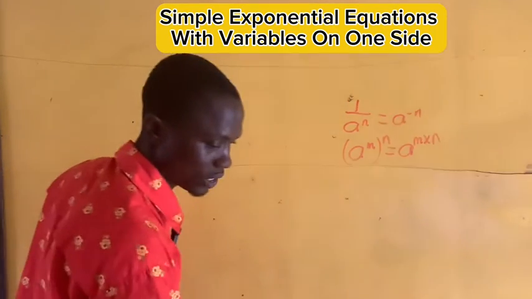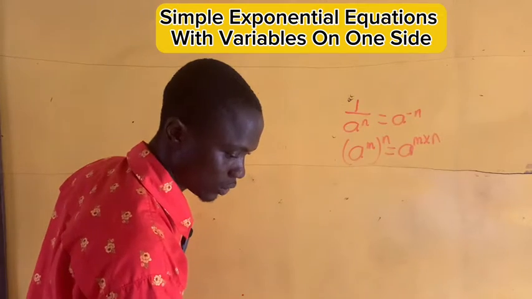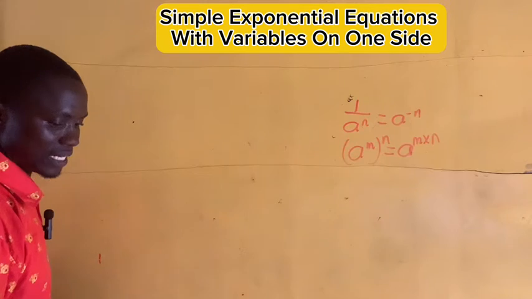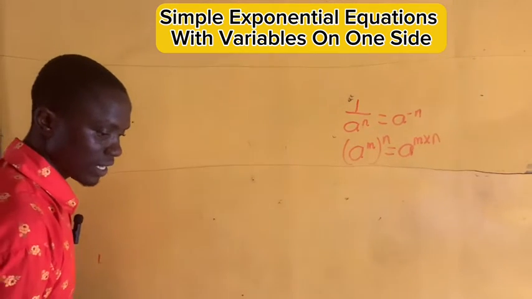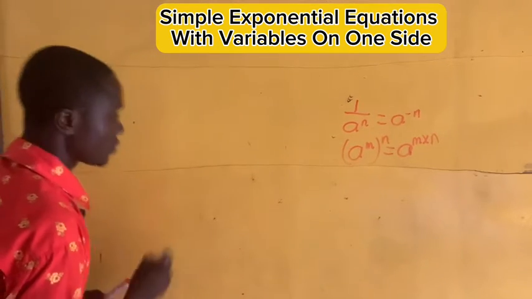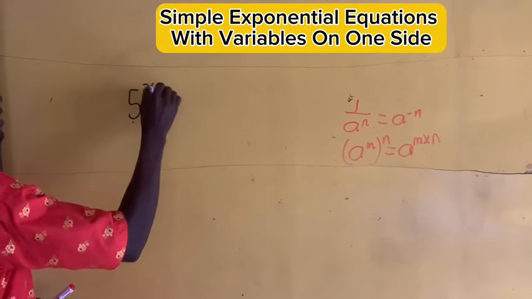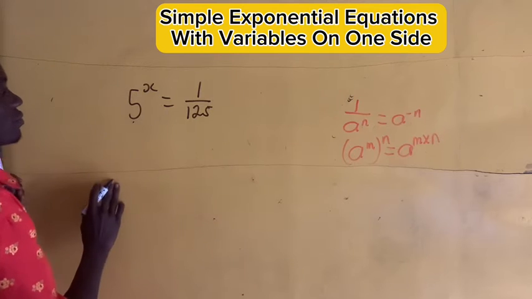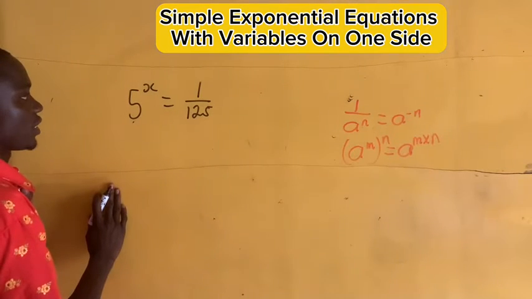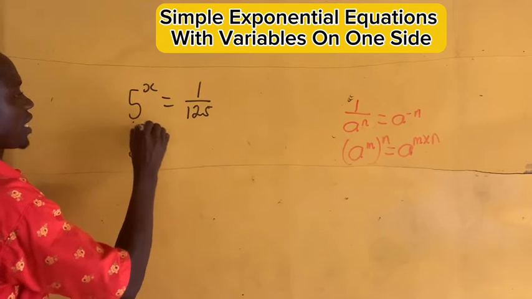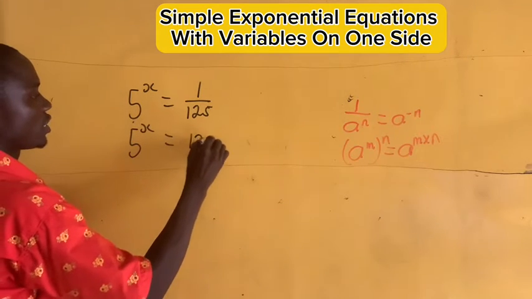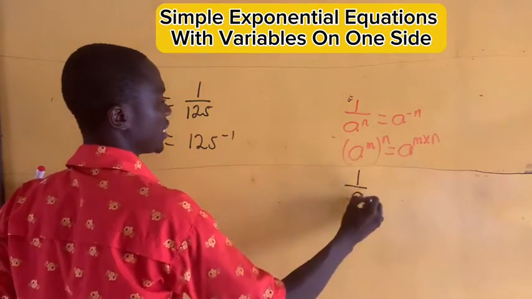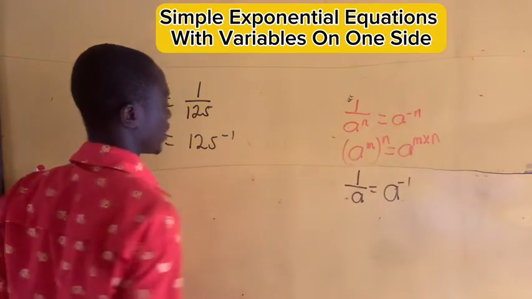I have plenty of examples here. So let me look at this one. What about this? 5 power x equals 1 divided by 125. Here we do this simple thing. We have 5 power x equals 125 power negative 1. This one also stems from 1 divided by a equals a power negative 1.